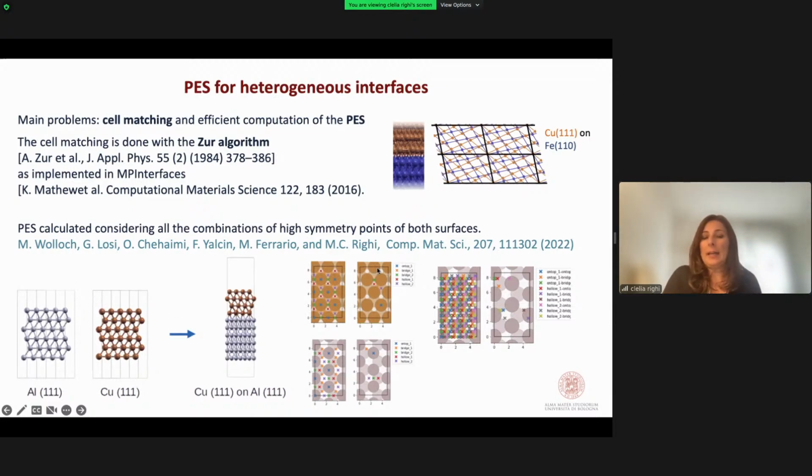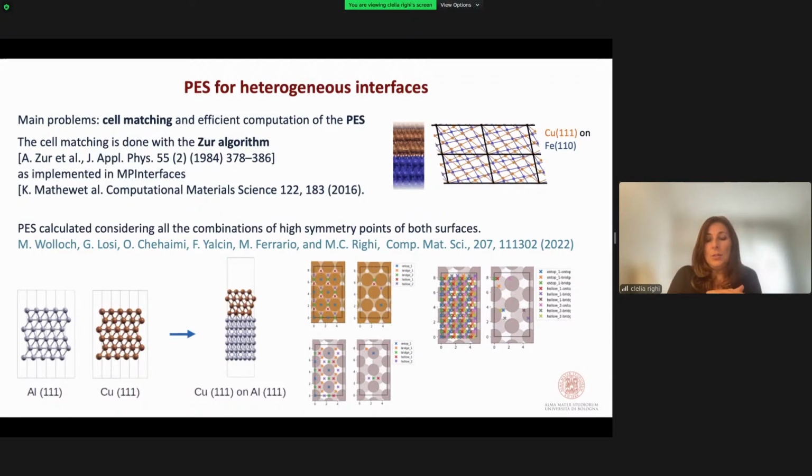This is done by identifying the high symmetry points of each lattice. For example, here I'm representing copper on aluminum. So we have this common supercell. This is this rectangular cell where the high symmetry points of each lattice are indicated, and when the two surfaces are mated, the energy is calculated for every couple of symmetry points.